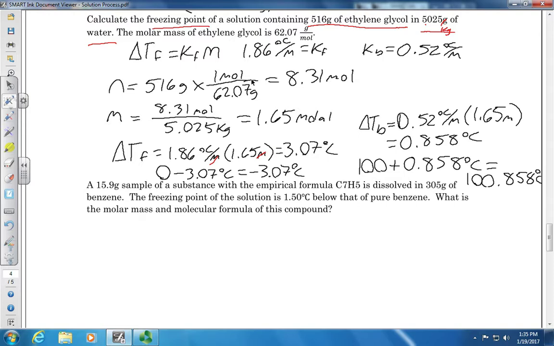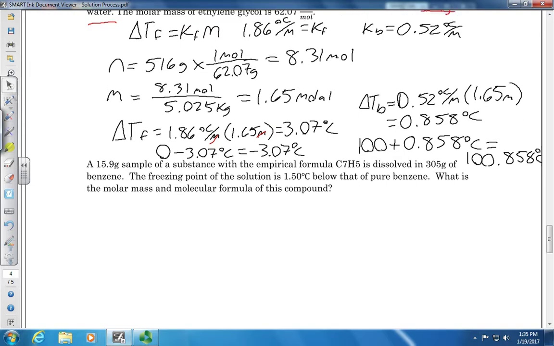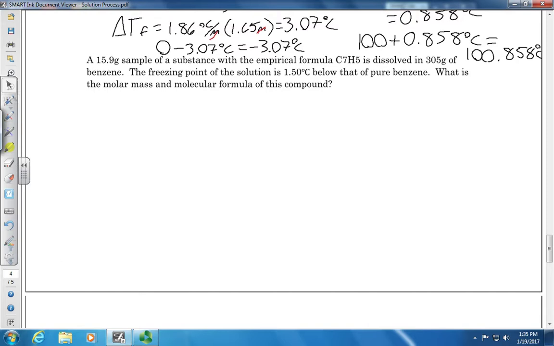Let's look at one more problem dealing with temperature and solubility. We're given the problem: a 15.9 gram sample of a substance with the empirical formula of C7H5 is dissolved in 305 grams of benzene. The freezing point of the solution is 1.50 degrees Celsius below that of pure benzene. What is the molar mass and the molecular formula of this compound?